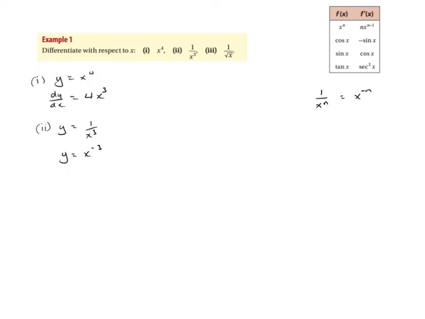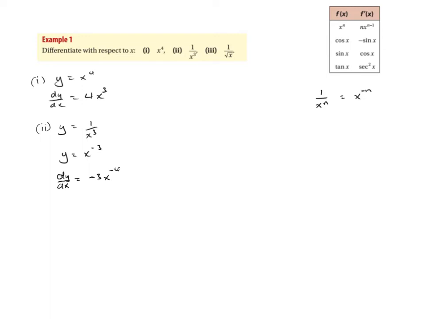Please do not change the notation until you've actually differentiated. I am now going to differentiate, so I now have dy/dx is equal to, bring down the power, minus 3, rewrite the x, and take 1 off the power. Now minus 3 take away 1 is minus 4. Now don't add 1 to the power. A lot of people make that mistake.